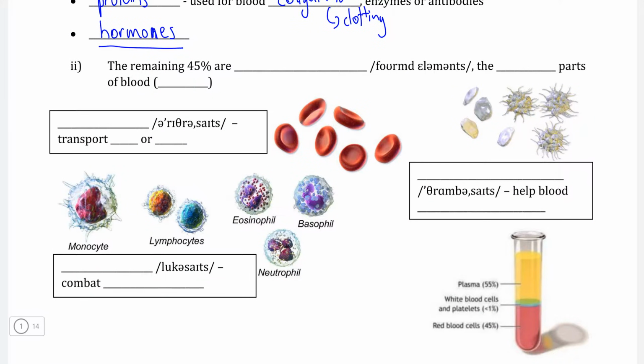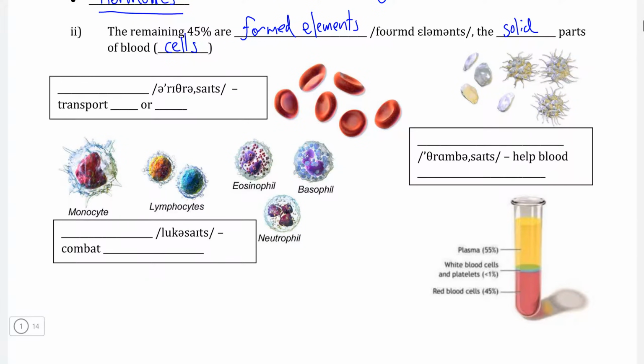Now, if we get to the solid part of your blood, these effectively are the different types of cells that are floating around your blood. And the technical term for these is formed elements. And the reason why we know these as formed elements is how we can isolate them.